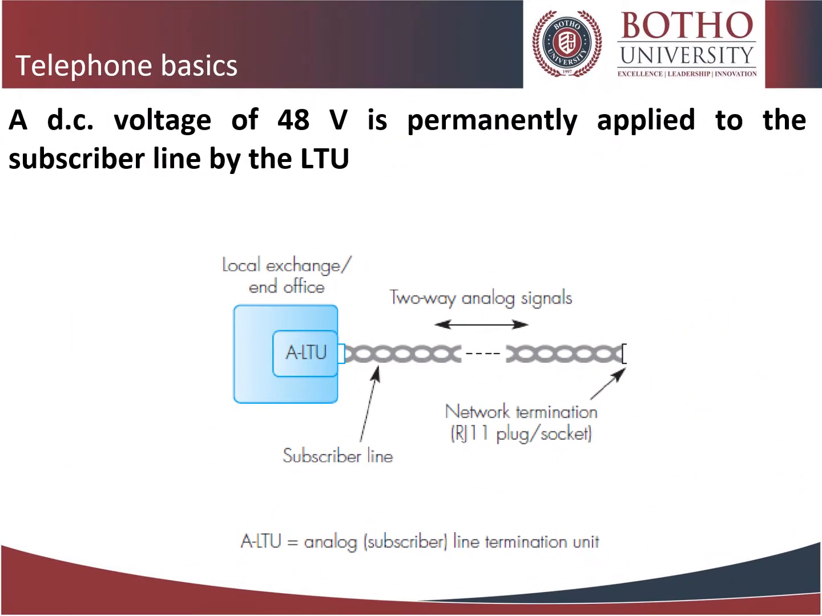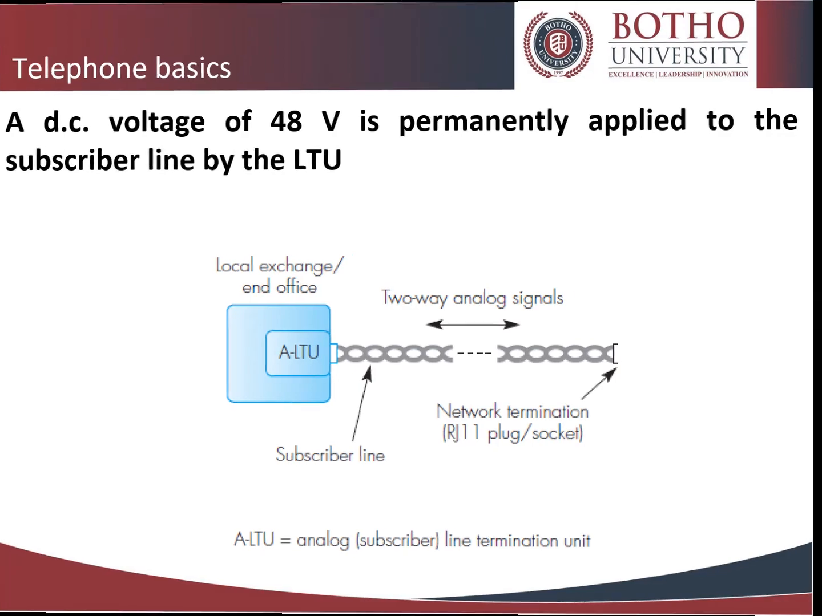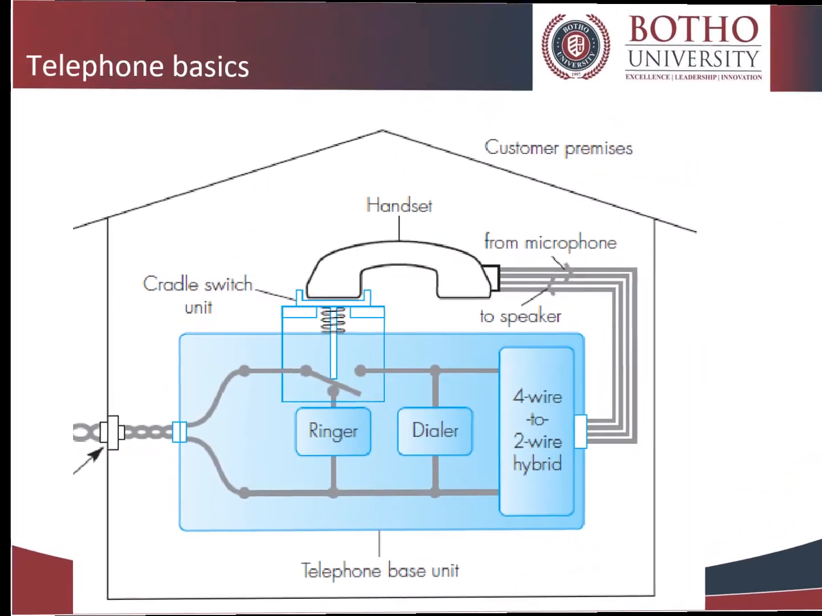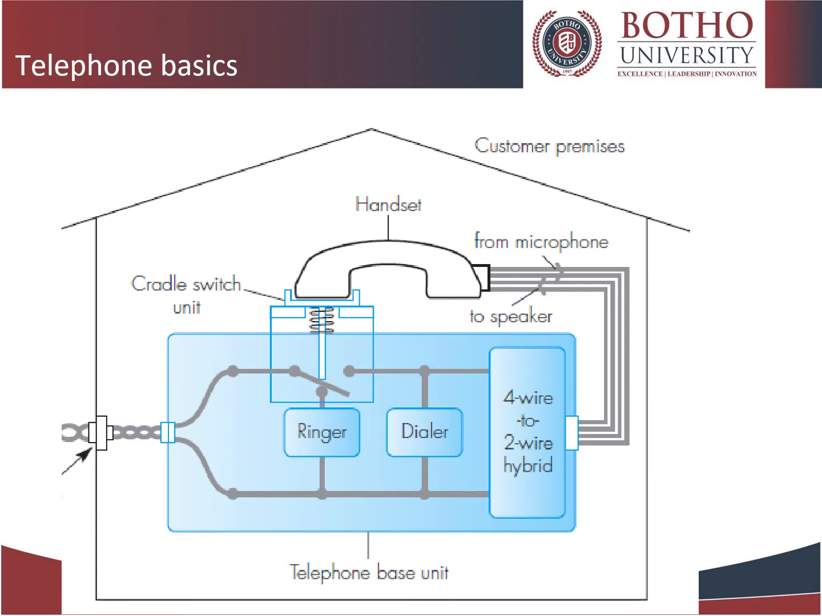The various components that are present in a telephone are shown in the figure. A DC voltage of 48 V is permanently applied to the subscriber line by the LTU. When the handset is lifted, contacts in the cradle switch unit close, which causes a current to flow from the LTU to the handset.